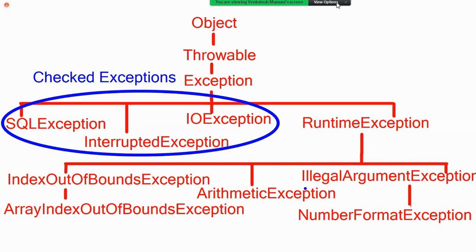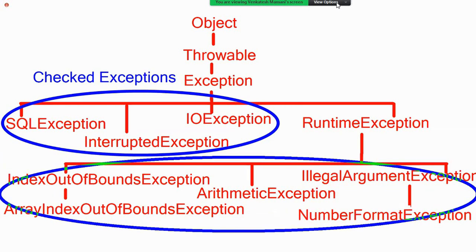Now, unchecked exceptions. What is the definition I gave? The exception classes that are derived from the java.lang.RuntimeException class, the RuntimeException subclasses. That means these all are unchecked exceptions. These are unchecked exceptions.